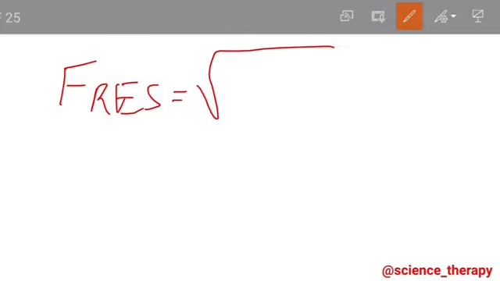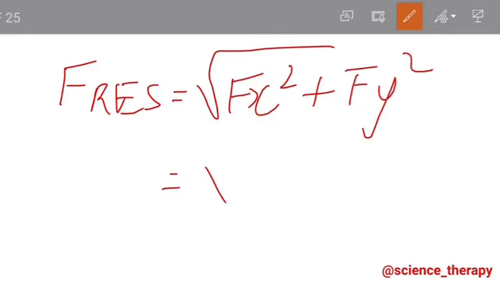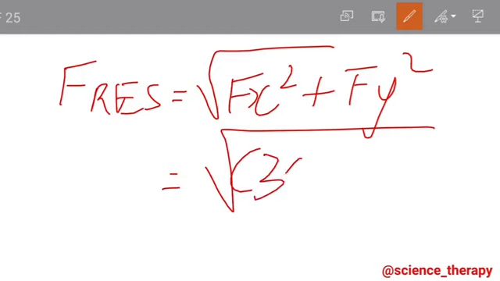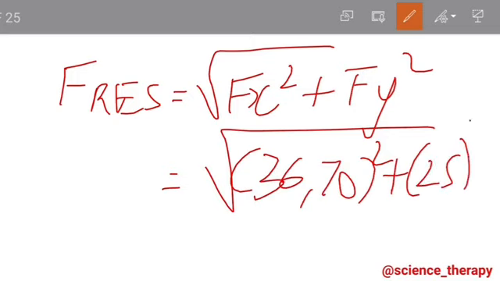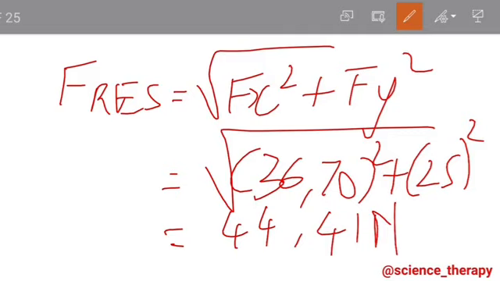So let's try to erase here. Now with that, we can say F res is equal to the square root of Fx squared plus Fy squared. For Fx, we have 36.70 squared, and for Fy, we have 25 squared. If you punch that into your calculator, it gives us 44.41 newtons, and that's your resultant force.